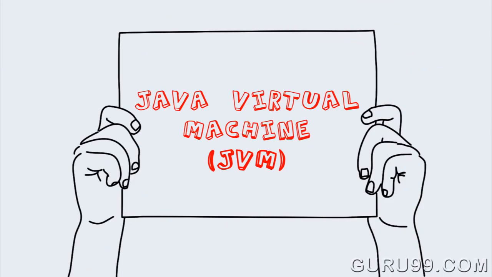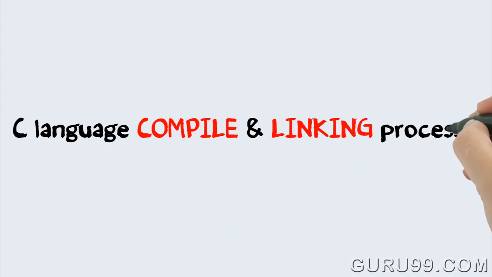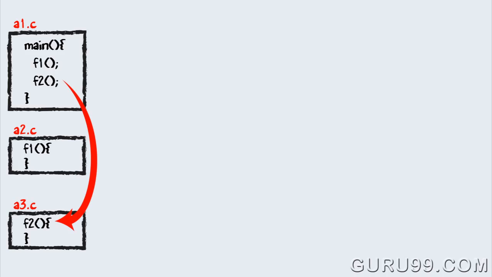To understand the compiling process in Java, let's first take a quick look at the linking process in C. Suppose in the main, you have called two functions, f1 and f2. The main function is stored in a file a1.c. Function f1 is stored in a file a2.c.